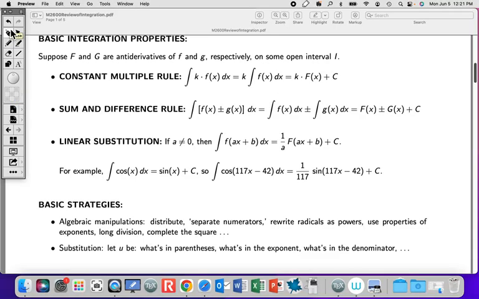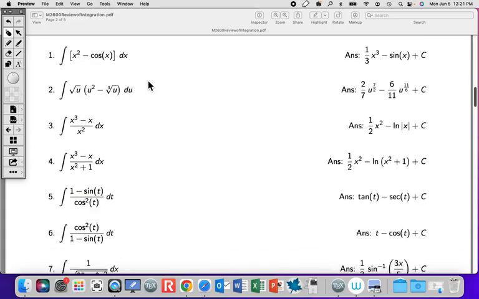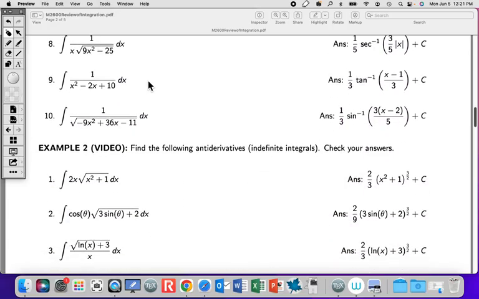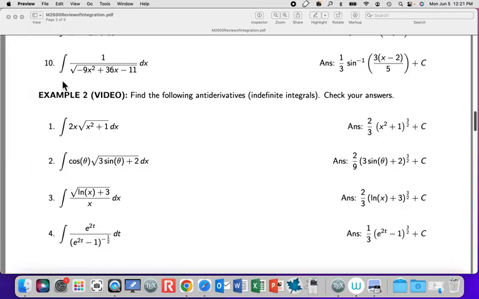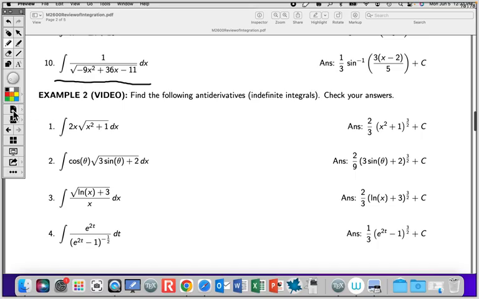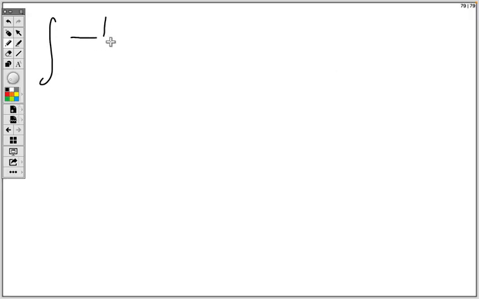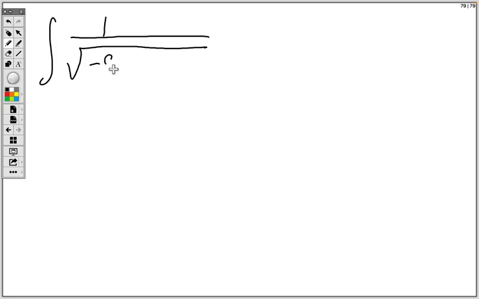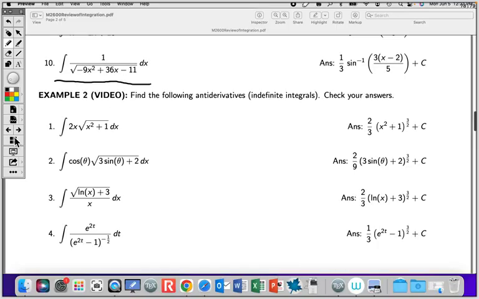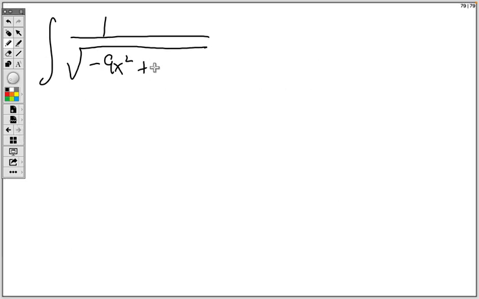All right. So let's take a look at number 10. Number 10 looks like a complete nightmare. But once again, completing the square is going to help us with number 10. But this looks terrible. It's minus 9x squared plus 36x minus 11 dx.